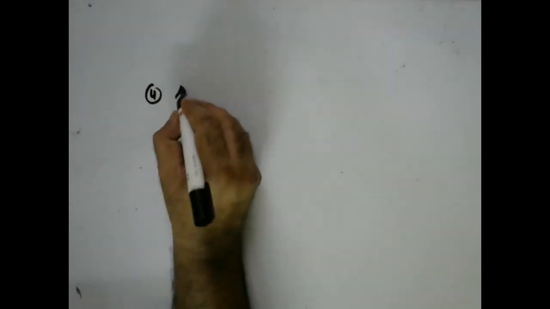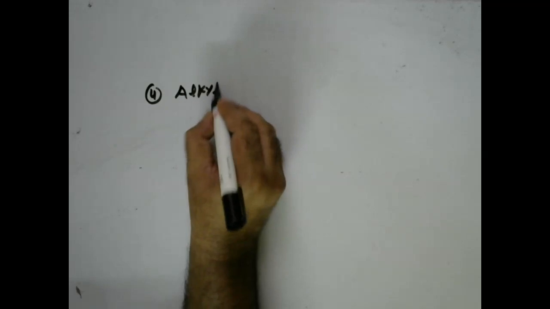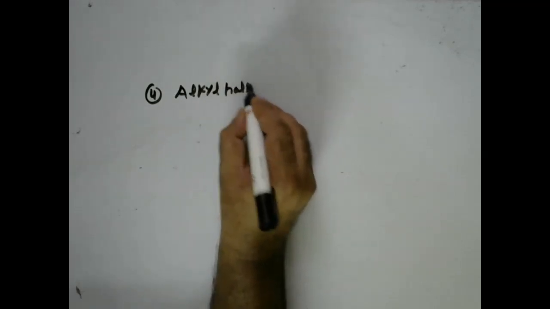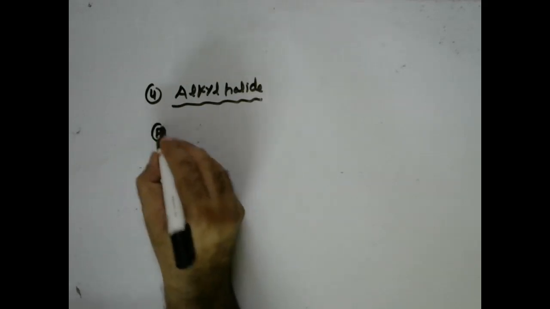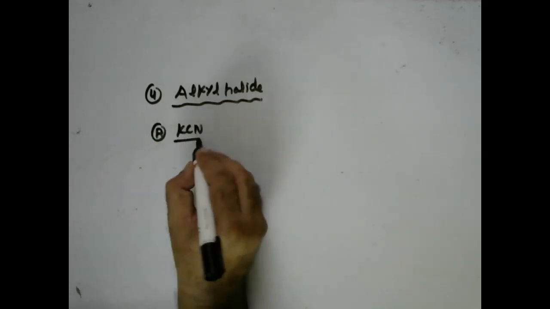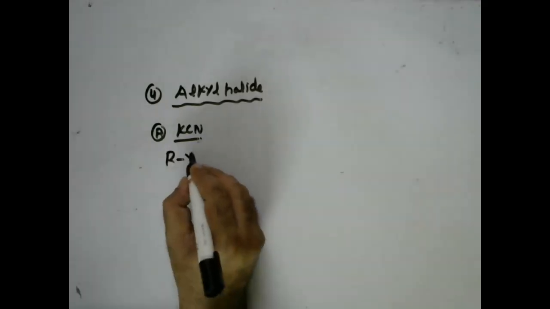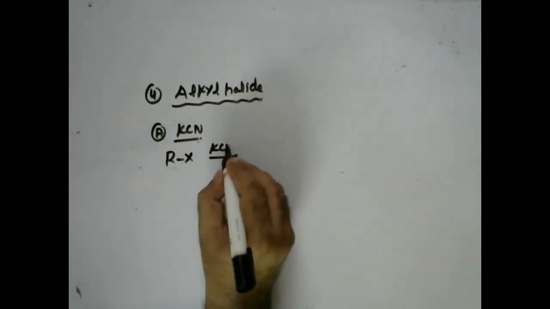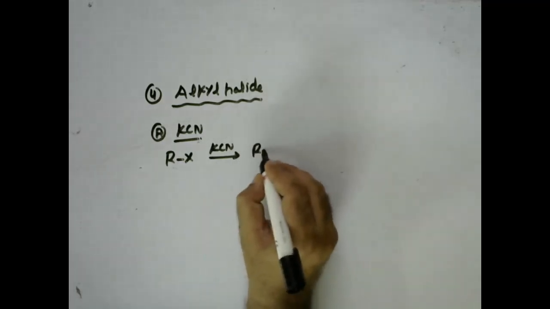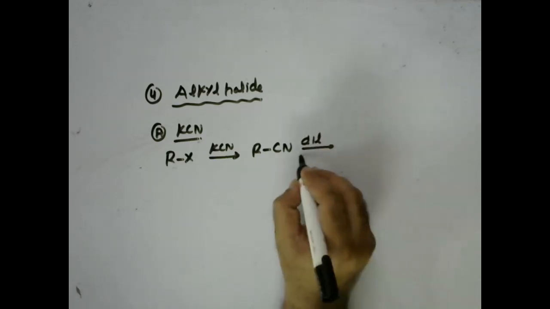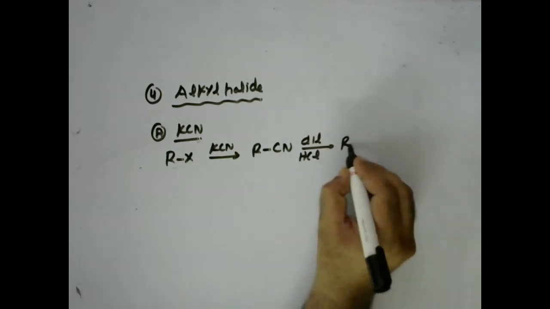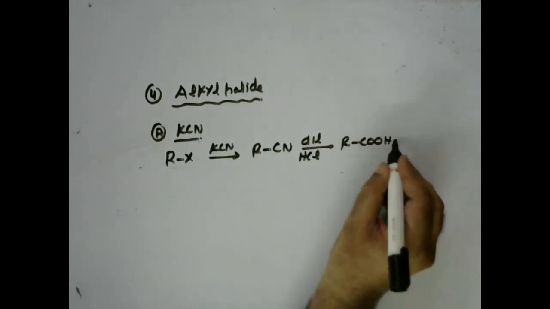Now let us discuss the next compound, that is the fourth one, alkyl halides. We have two methods of converting an alkyl halide into carboxylic acid. The first one is the KCN method. We take RX and react with KCN. What is going to happen? The X will be replaced by CN, a nucleophilic substitution reaction, and if you do its complete hydrolysis with dilute HCl, the CN group will become nothing but COOH.